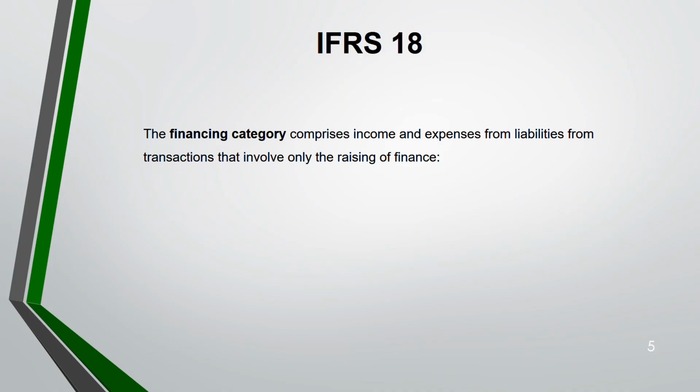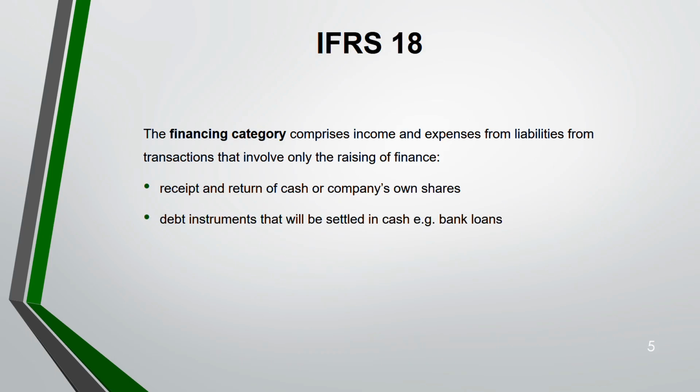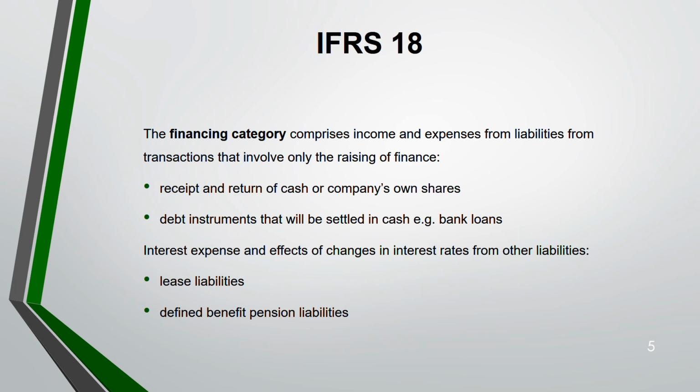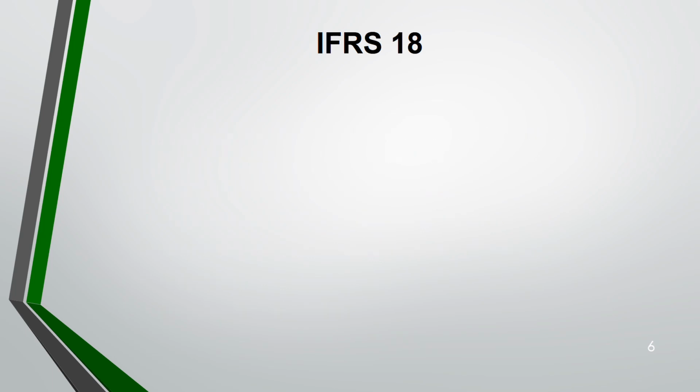Now, the financing category involves only those income and expenses that arise because you are raising finance. For example, return of your cash or the company's own shares, debt instruments that will be settled in cash, bank loans, interest expense, the effect of changes in interest rates on other liabilities, lease liability, and defined benefit pension liability will also come under financing.